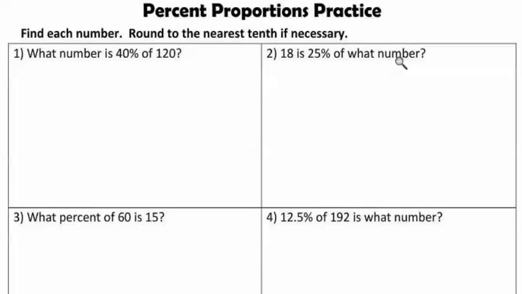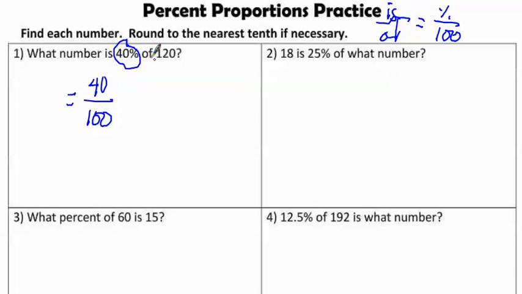Let's talk about percent proportion practice. On this page, round to the nearest tenth when necessary. Remember our formulas that we talked about for percent proportion. You have is over of equals percent over 100. So in this case, you have your percent, so that always goes over 100. So 40 over 100. And it says of 120. Of is going to be your whole.